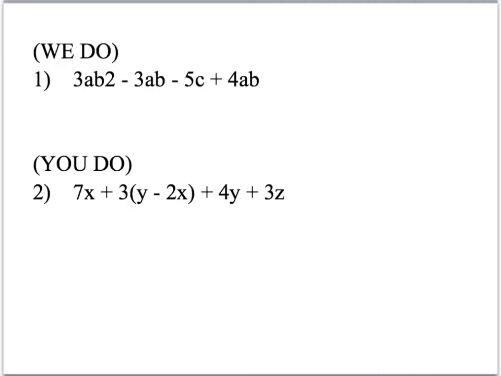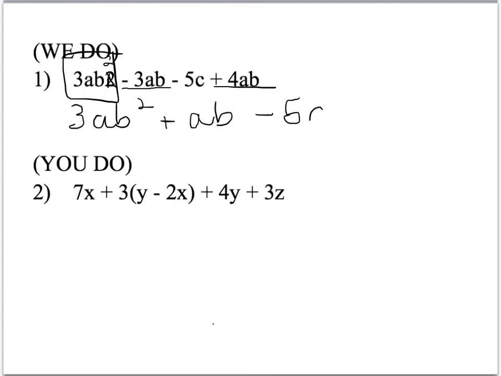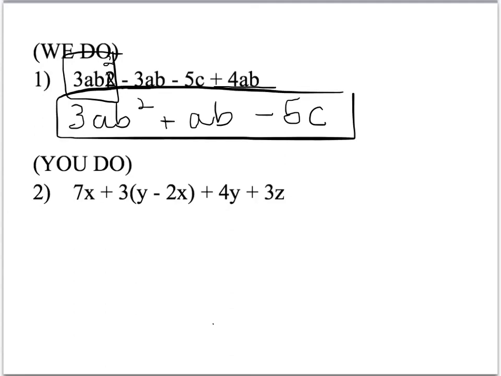Okay, let's go ahead and try the next one. Okay, so we want to combine the ones that are the same. This 3ab should be squared. Okay, so we know that we only have one ab that's squared, so I'm going to write 3ab squared. I see that I have a negative 3ab and a positive 4ab, so I can combine these. Negative 3 plus 4 is 1, so plus 1ab, and then minus 5c. There's nothing I can combine here. Okay, try and pause the video for a moment and try the you do. Okay, let's see how you did.